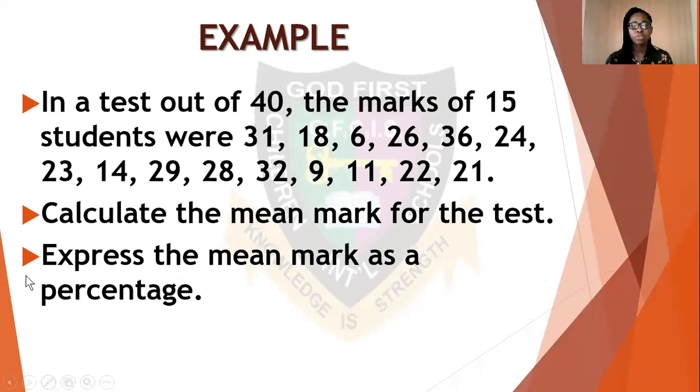Now, question number 2: express the mean mark as a percentage.